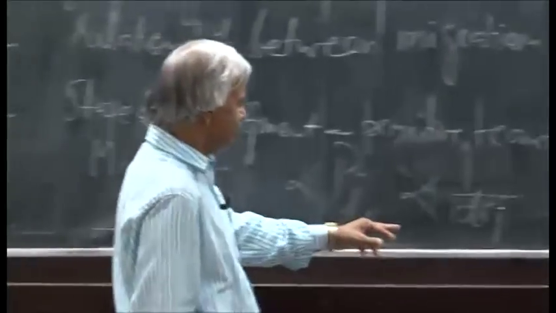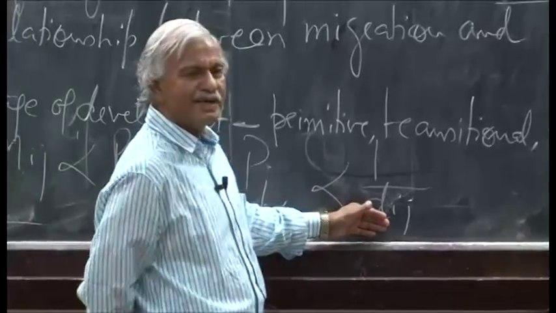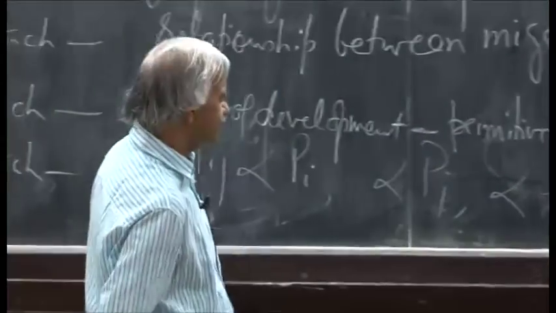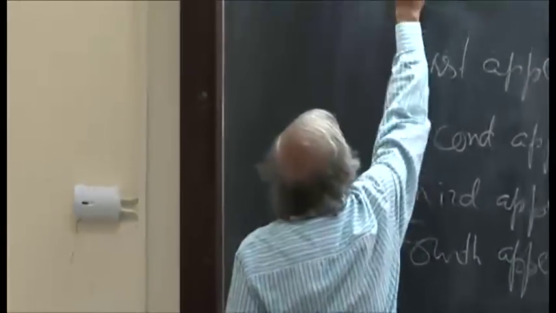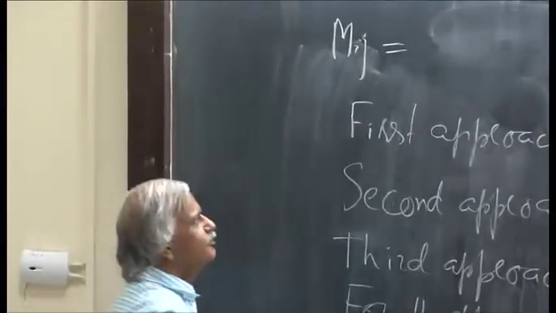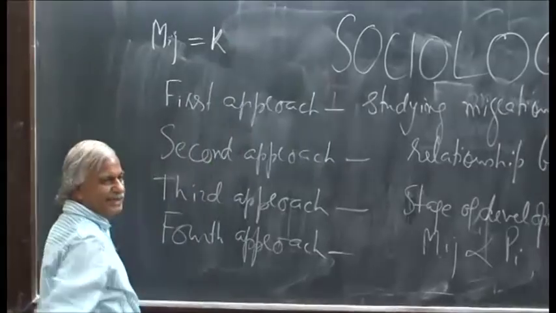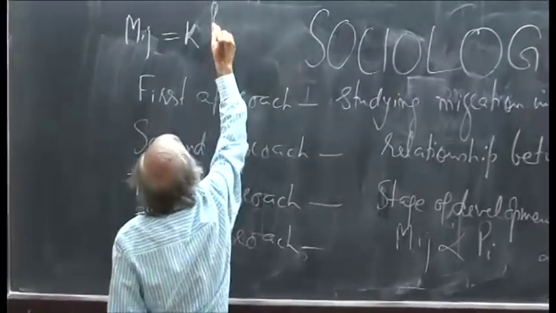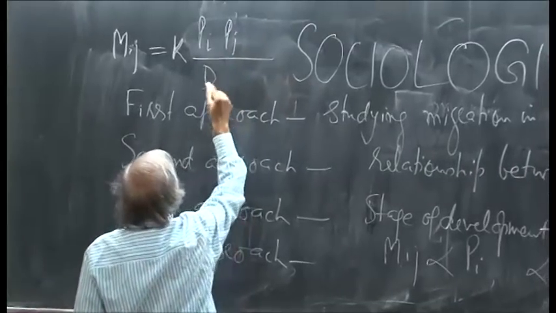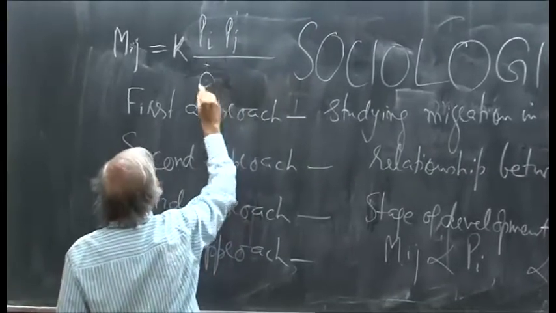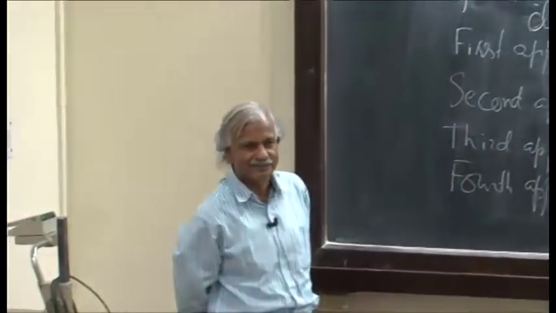So, the volume of migration is inversely proportional to the distance separating the two places. That means Mij, the volume of migration between two places, is a constant of proportionality K, times Pi Pj divided by Dij, the distance separating the two places.